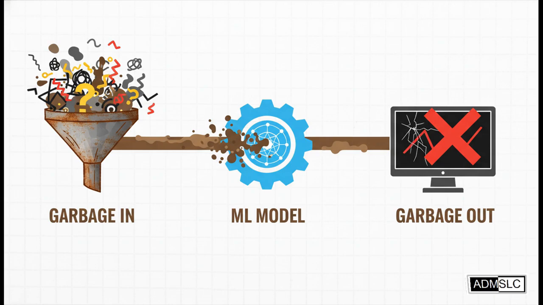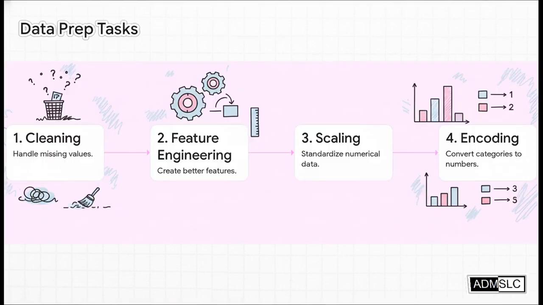You've probably heard it before. Garbage in, garbage out. It's a cliche for a reason. The quality of the data you feed your model will directly, 100%, determine the quality of its results. You just can't build a great model on messy, unreliable data. It's impossible. So preparing the data involves a few key things.